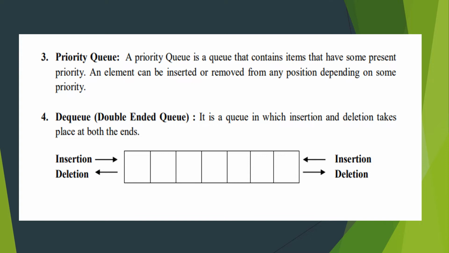The fourth type is the DQ, which we also call a double-ended queue. It is a queue in which insertion and deletion both take place at both ends. This type of queue we call a DQ, or double-ended queue. This is a diagrammatic representation of the DQ. Here both the insertion process and the deletion process take place at either end.